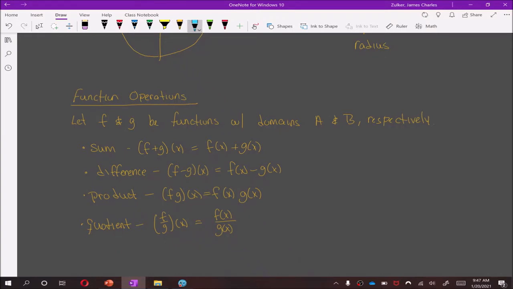Now for these three operations here, sum, difference, and product, they all have the same domain. And the domain is simply A intersected with B. That is, it's the set of all elements that are common to A and B. If we look at a Venn diagram, say this is the set A, this is the set B, then A intersect B is what's in the middle.